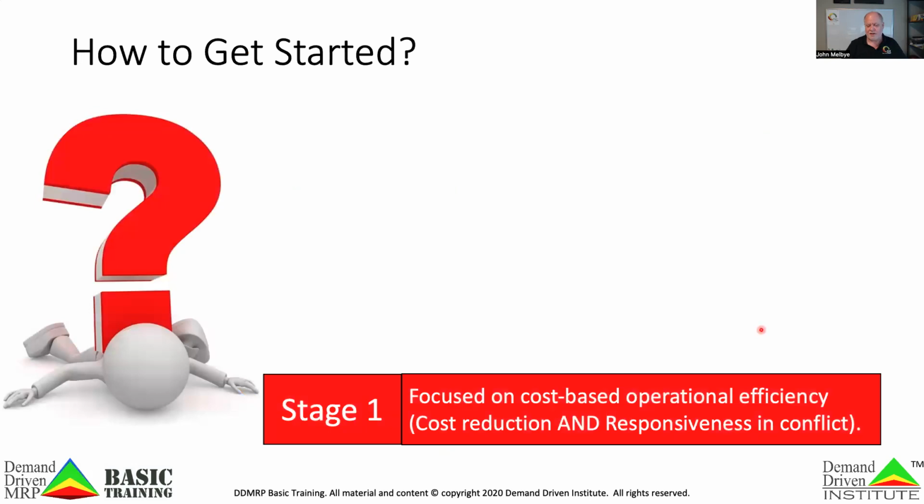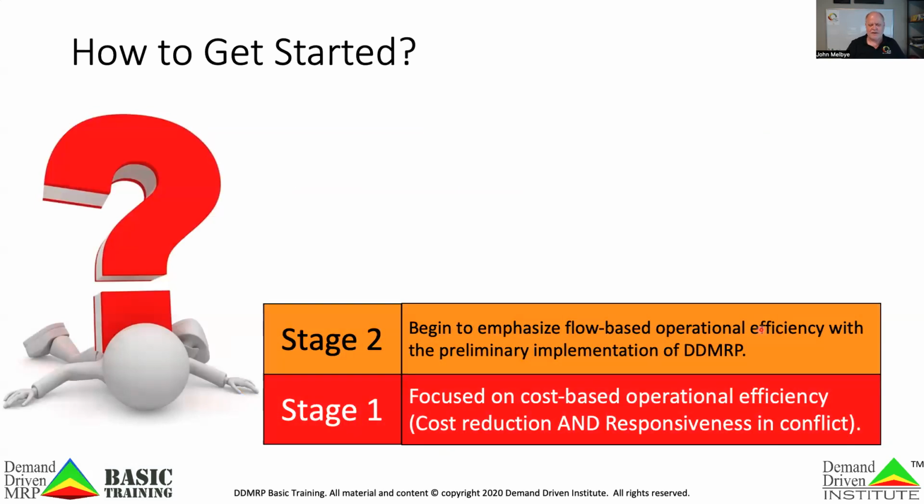How do we get started with DDMRP? Well, if we're not already using DDMRP, we're all starting focused on cost-based operational efficiency, and we want to very quickly move to emphasize flow. If you think about theory of constraints, systemic throughput is what drives our decisions, not the efficiency of a particular machine and this kind of cost reduction idea that we have, which turns out to be kind of a myth. We don't reduce cost by making more of something we don't need. We reduce cost by making exactly what the customer wants, and that's determined through flow-based operational efficiency, not cost-based operational efficiency.